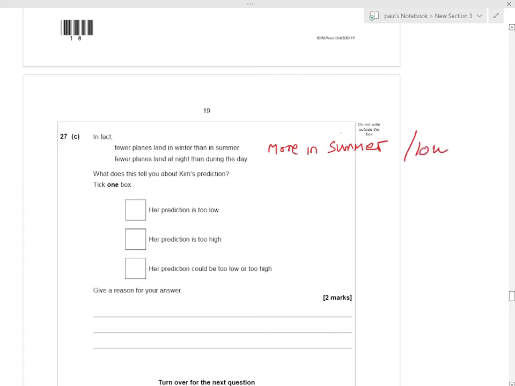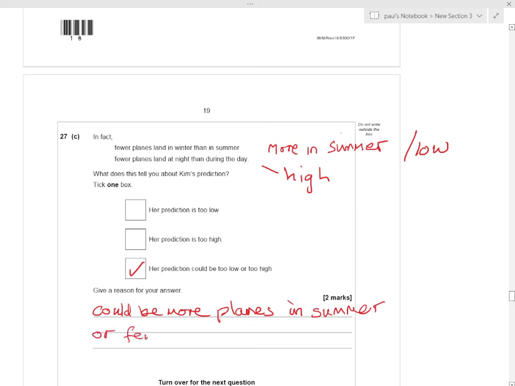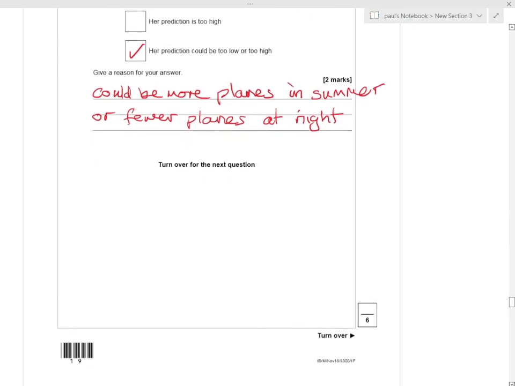She's too low. And she did this during the day. So if there are fewer planes at night, she will be too high. So her prediction could be lower or higher. So there could be more planes in the summer, or fewer planes at night. I don't know what the maths topic is for that, but it's just like looking at the information in the table.